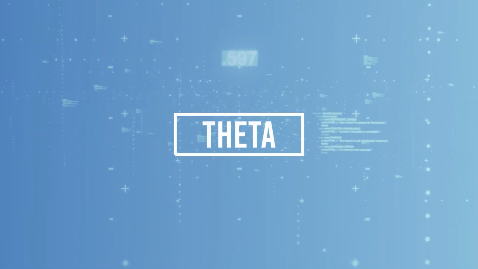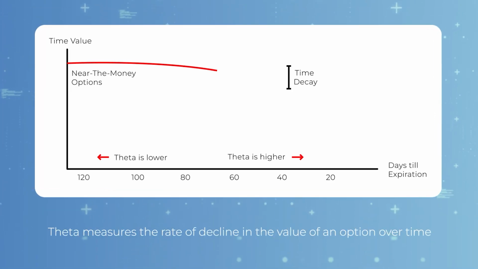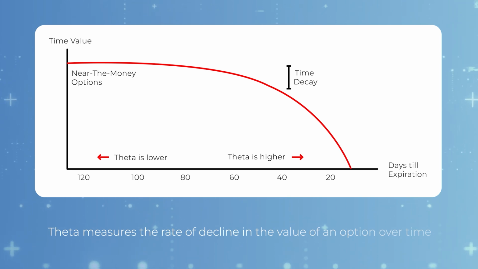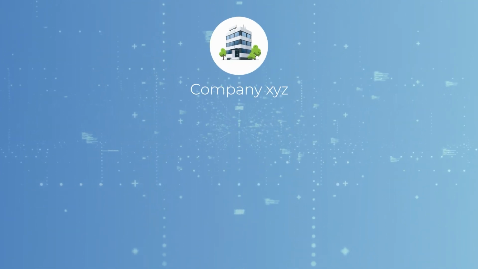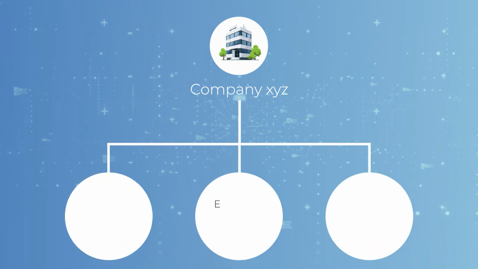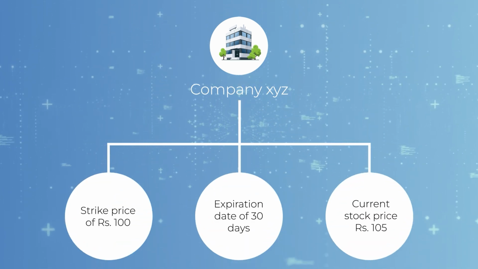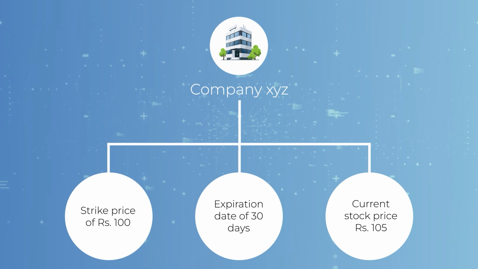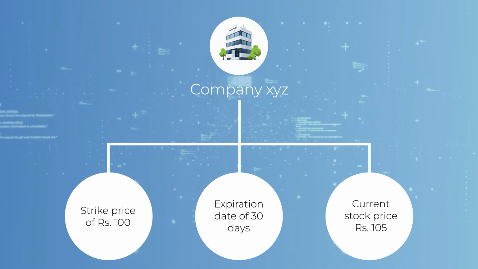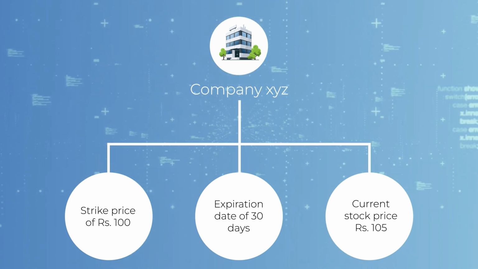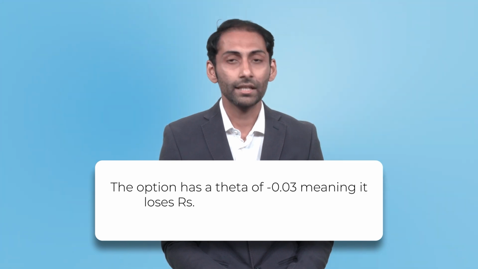Now let's move on to another Greek, which is theta. So theta measures the rate of decline in the value of an option over time. Imagine you have a call option for a company XYZ with a strike price of rupees 100 and an expiration date of 30 days from now. The current price of the stock is rupees 105. Now let's say the option has a theta of minus 0.03, meaning it loses rupees 0.03 value each day.